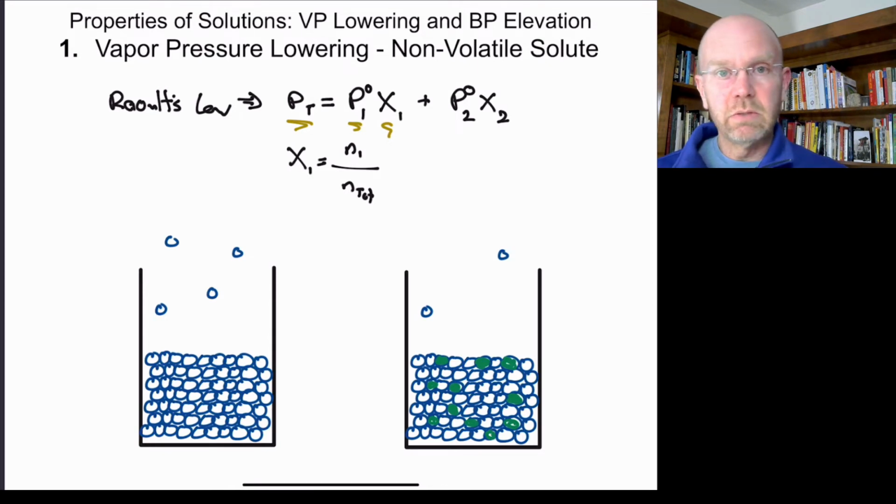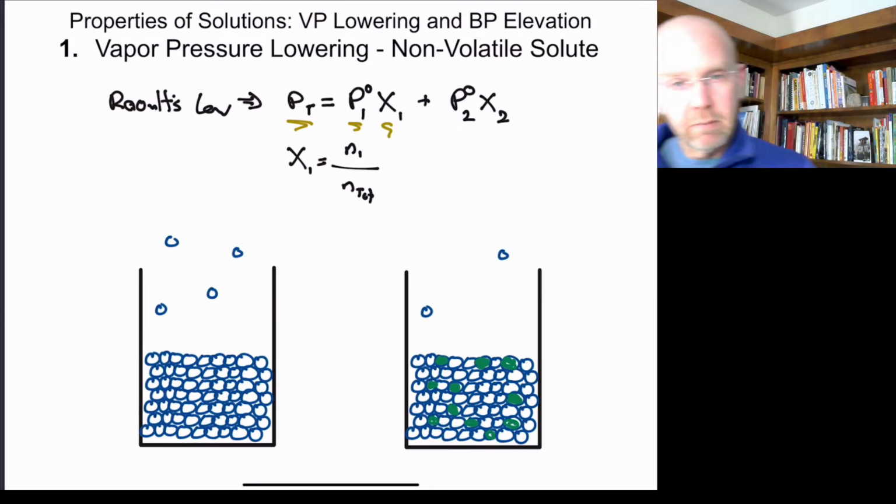So if it's only solvent, that number is going to be 1. Mole fraction is going to be 1 because it's only solvent. And so the pressure above it is going to be the pressure of the pure stuff times 1. That makes sense. Now, if you start dissolving a non-volatile substrate in there, the mole fraction is going to go down. So the pressure above that solution is going to decrease as x1 goes down.